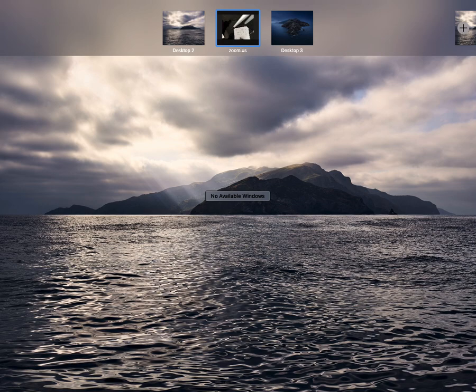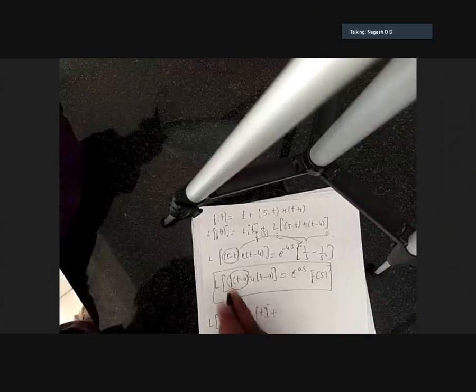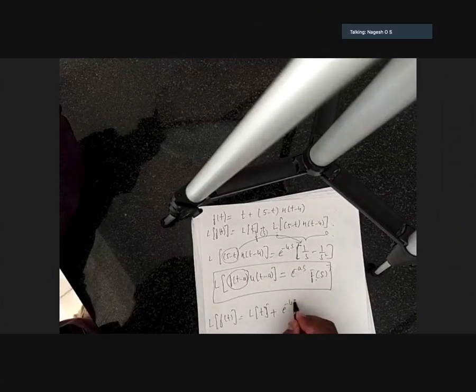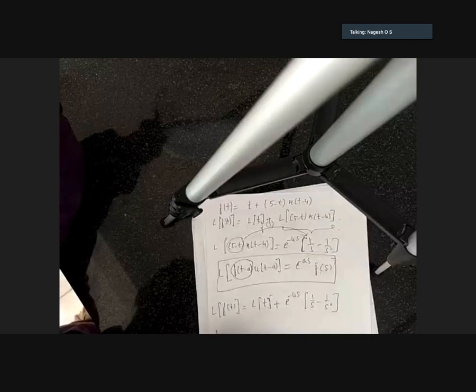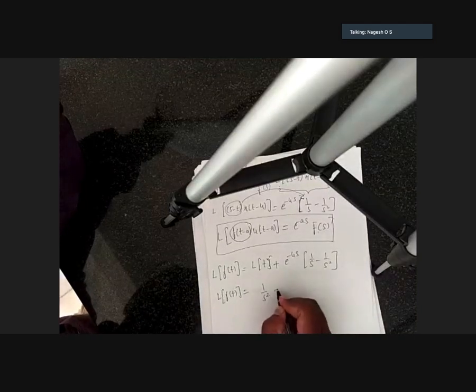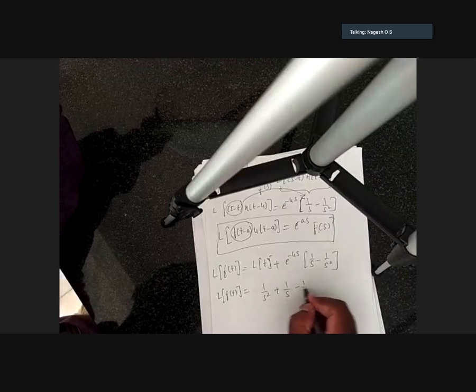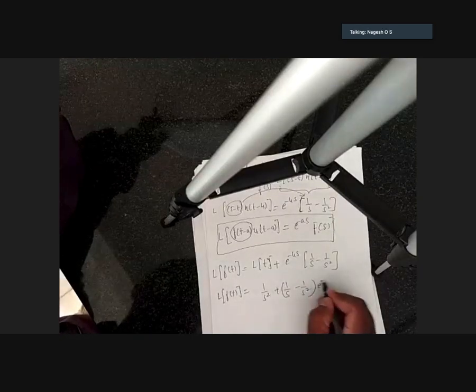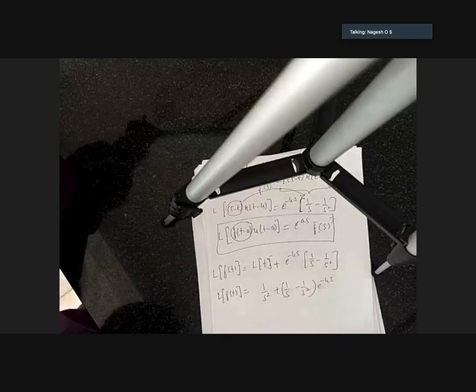So Laplace transform of f of t is equal to L of t plus this one we calculated, e power minus 4s into 1 by s minus 1 by s square. L of t is again 1 by s square, so it is 1 by s square plus 1 by s minus 1 by s square into e power minus 4s. This is the answer.